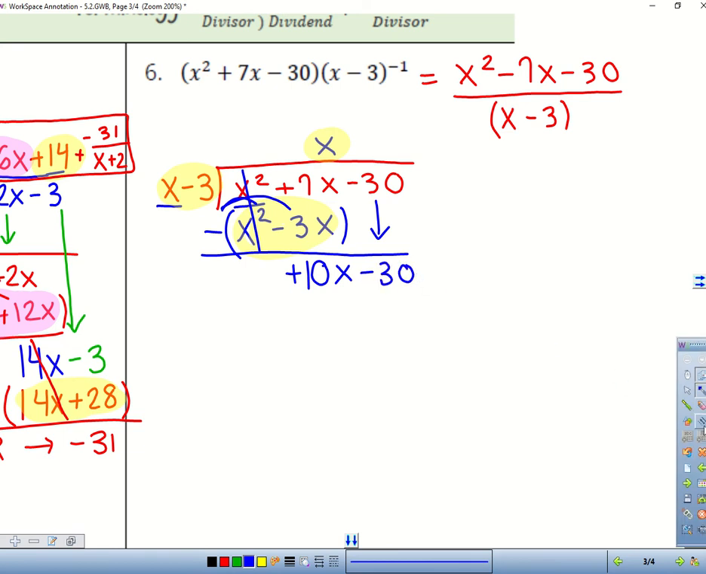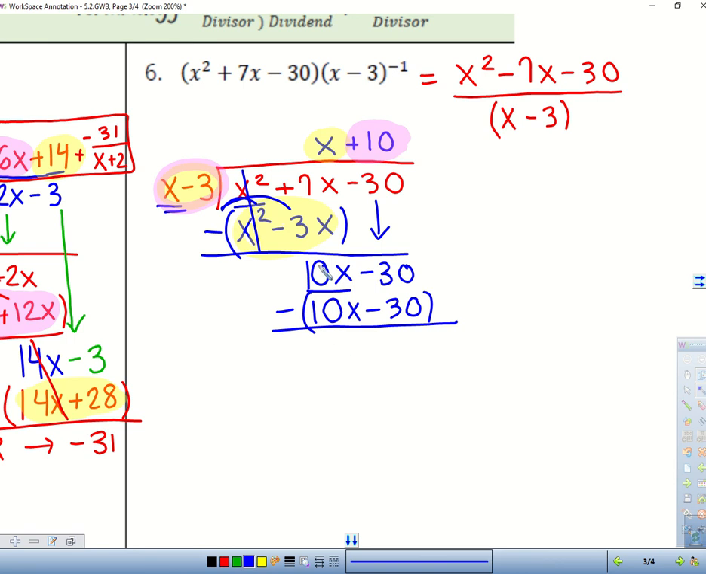I'm going to erase this plus 10. It just looks weird. What can I multiply x by to get to 10x? 10. Now what do I do? Multiply this by this: 10x, minus 30. Good. We're going to subtract this.